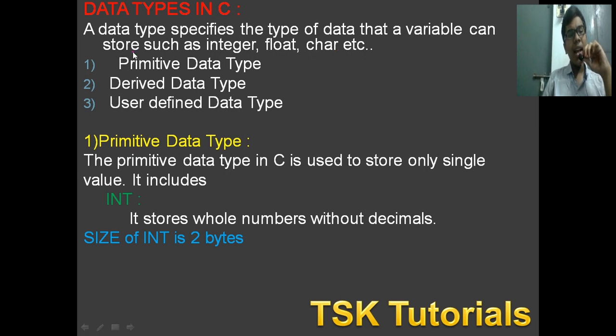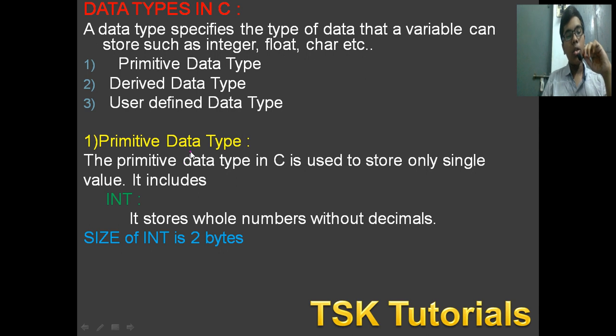So the data type is divided into three types: the primitive data type, derived data type, and the user defined data type. Now let's get about them in detail. Primitive data type. What's a primitive data type? The primitive data type in C is used to store only single value. If we have to store only one value, we go for a certain type, that's a primitive data type, and if we have to store more than one value, we go for different types that are derived data types and user defined data types and many other.